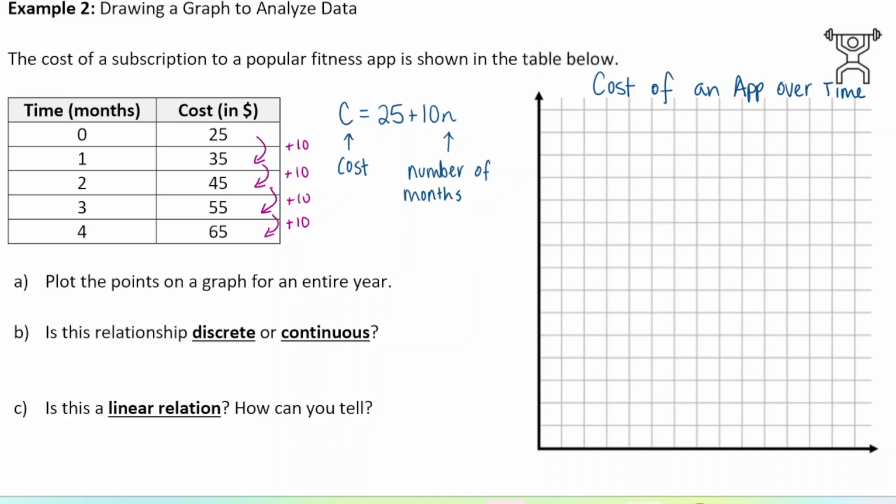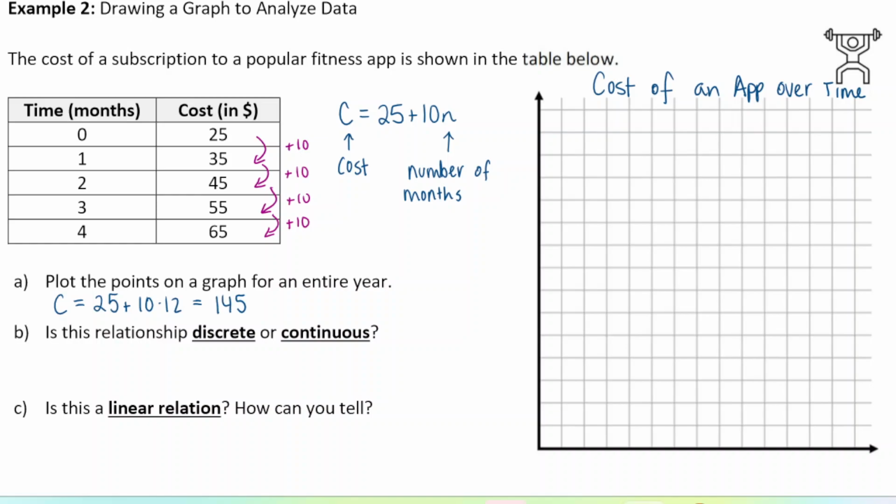Okay. Part A, plot the points on the graph for an entire year. So obviously in the table here, it only goes up to 4 months. So to figure out what my scale should be, I need to figure out what my cost is going to be for a whole year, and then I can figure out what I should increase by on the X and Y axis. So if I plug in 12 into my little equation there, that means I'll have 12 increases of 10, and then I started at $25. So that would be 145.